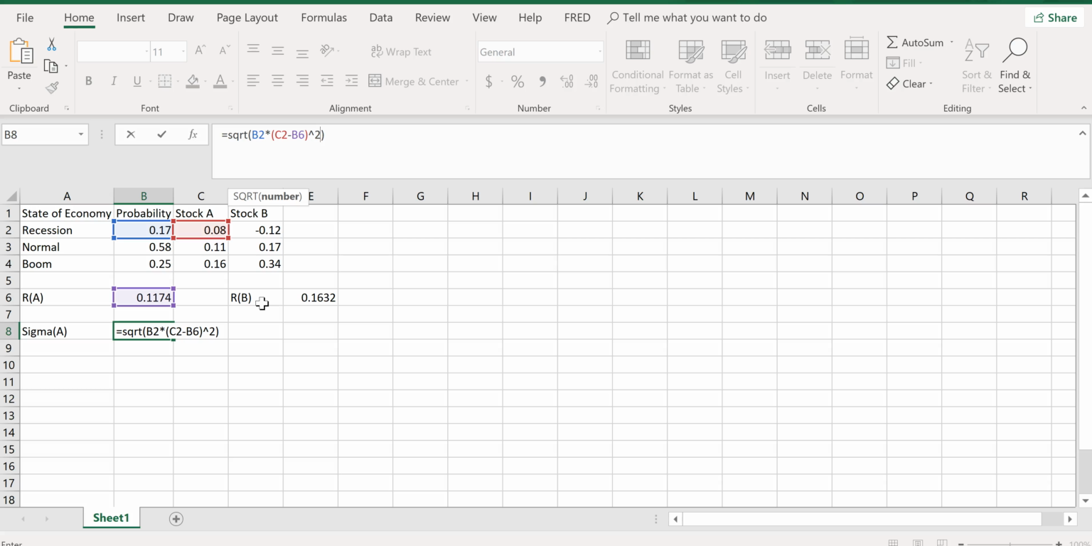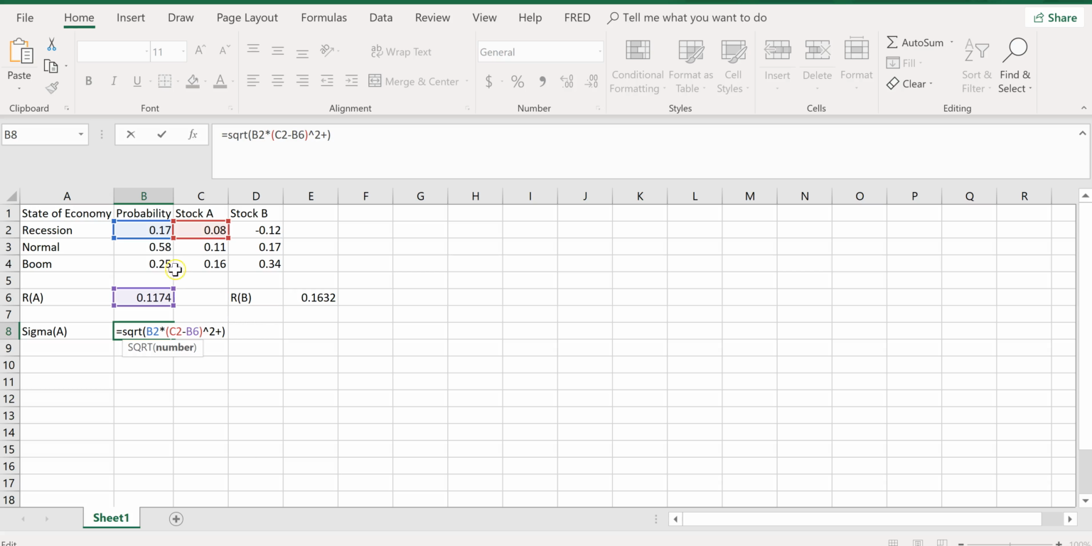So that's what we call the probability times squared deviation. So it's the return under each state minus the expected rate of return, and then take the square root of that. So we go on. So that's under the recession.